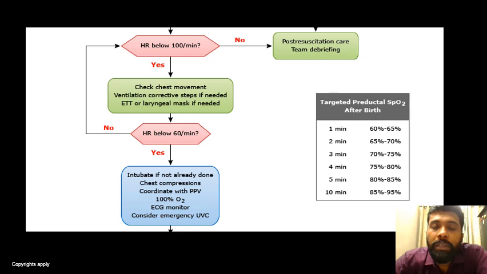So suppose even after the bag and mask ventilation, the heart rate is still less than 100 per minute. Then what do we do? Then we check for the chest movements, we do the corrective measures which we already mentioned. And still, if the heart rate is less than 60 per minute, we have to go for chest compressions. Chest compressions you have to do in the ratio of 3:1. That is 90 chest compressions plus 30 ventilations in a single minute. And afterwards, if you are already doing chest compression, it is always better to intubate.